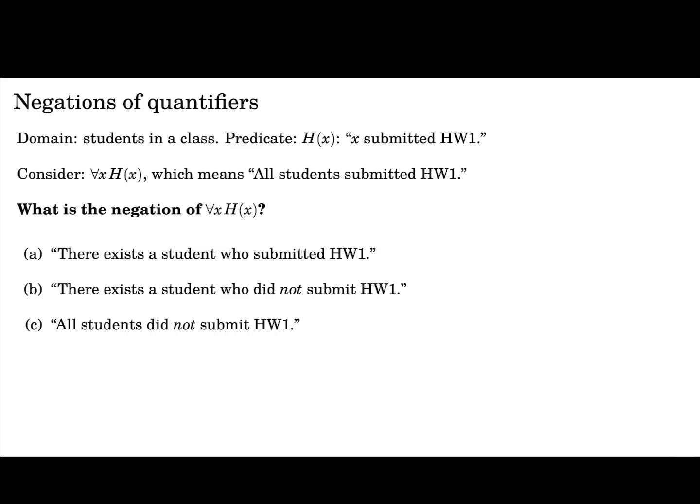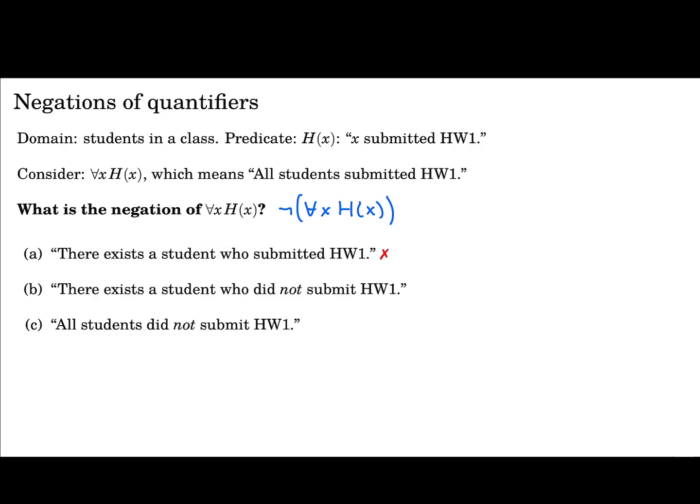And what we are interested in is: what is the negation of this? If I have for every x, H of x, what is the negation of this statement? So how do we negate this statement? Let's see some options and think about them. Is it the case that the negation of this is there exists a student who submitted homework 1?